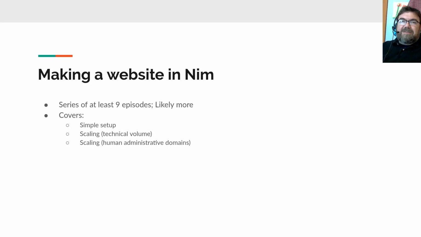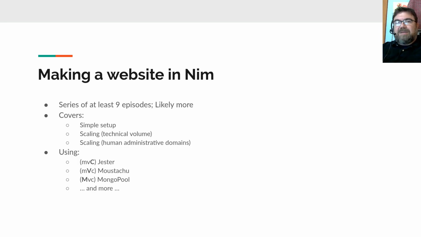Very specifically, this series will be using the library called Jester as the controller for the website. That'll be the very next video. We're going to be using Mustachu as a templating engine for the views of the website. And we'll be using MongoPool, which is a MongoDB driver scaled for pooled applications, such as a web server, to do the database backend, although you certainly can use a SQL-based database as well.